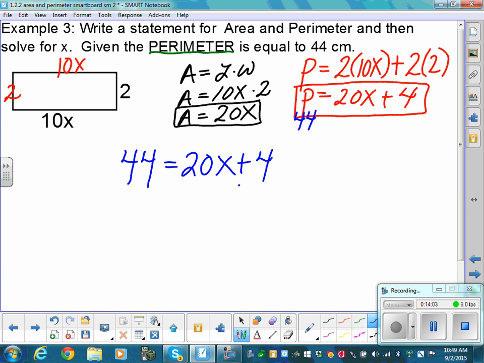How do I get x alone? Minus 4 from both sides. 44 minus 4 is 40. So we have 40 is equal to 20x. Okay, you're correct. Do you have any questions on those?